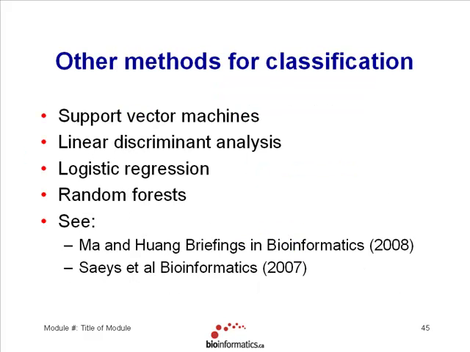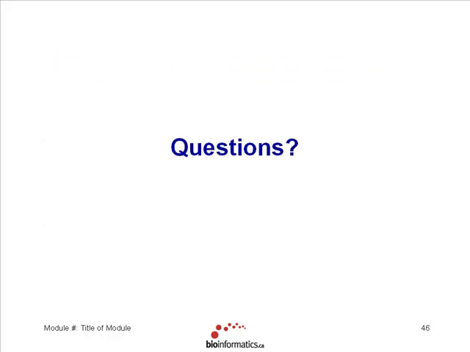So some other methods for classification that you may see in the literature are support vector machines, linear discriminant analysis, logistic regression, random forest. All these I thought were probably a little bit too heavy duty for this audience. But if you are interested, I would recommend just looking at these two review papers that go over these topics and will point you to the actual development of the methods that are involved in that.